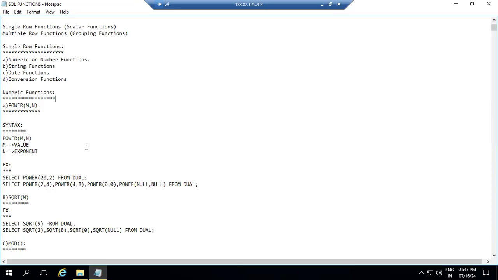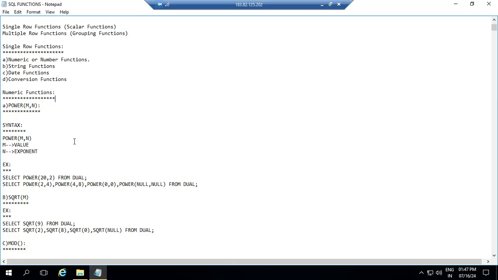Next we'll also come across cos, sin, log, trunc, and tan. Next are the round function, ceil function, and floor. So these are the functions we will come across under numeric functions. Numeric means it is used to perform operations on numbers. It accepts numeric values as input and returns numeric values as output.